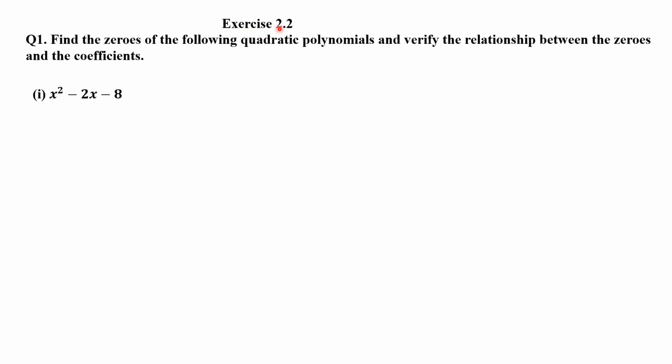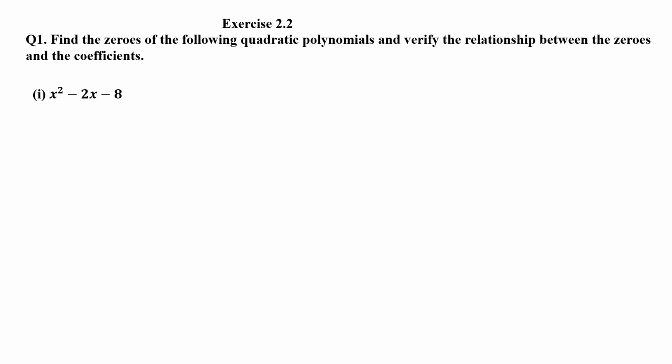So now I'm going to start with exercise 2.2, and question number 1 is: find the zeros of the following quadratic polynomial and verify the relation between zeros and the coefficients, right? So finding the zeros of the quadratic polynomial means you have to find the values for which this polynomial will become 0. So those values will be the zeros of the polynomial. And then you have to verify the relation. Just now we have seen the sum of the zeros is equal to minus the coefficient of x by the coefficient of x square, and the product of zeros is the constant term divided by the coefficient of x square. So once you get the zeros, you have to verify that relation. Okay. So I'm going to assume this quadratic polynomial as f(x).